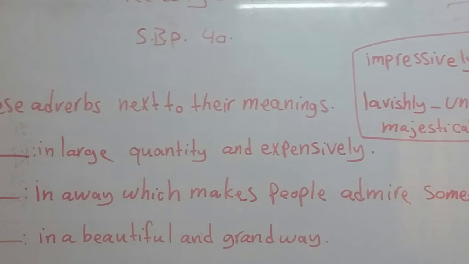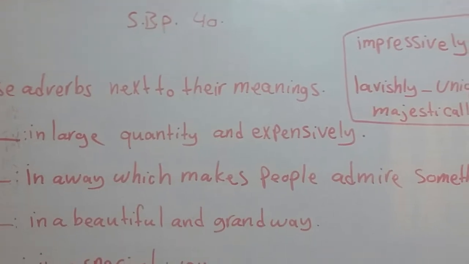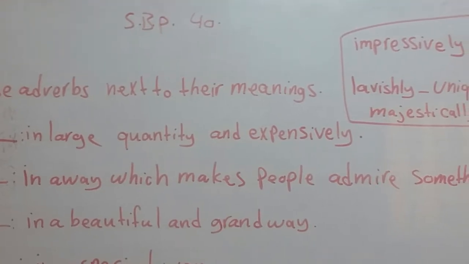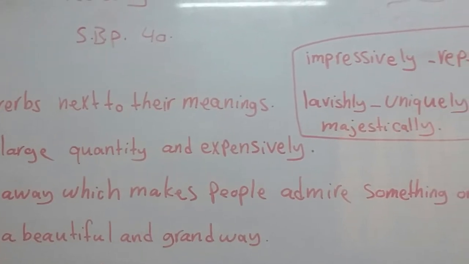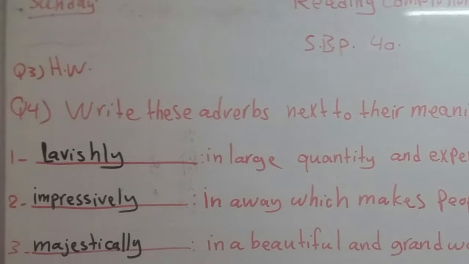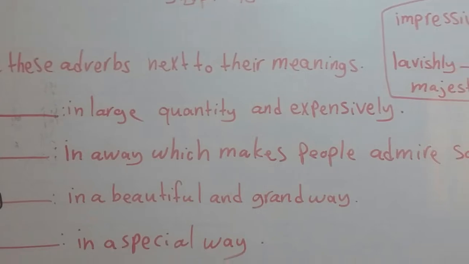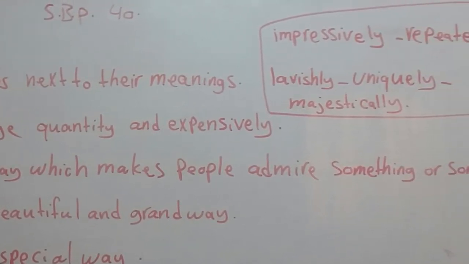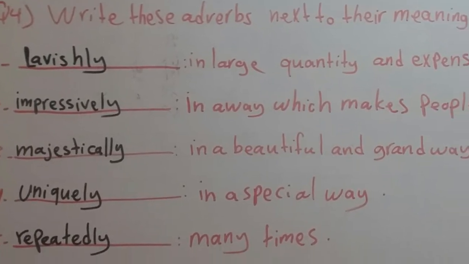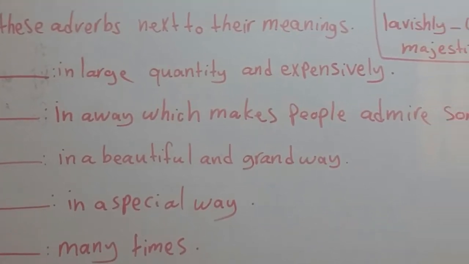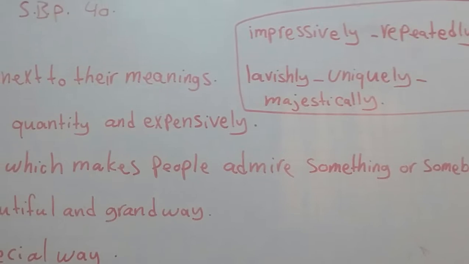Number 3. In a beautiful and grand way. Grand here means great, يعني عظيم, بشكل عظيم. So the appropriate adverb here is majestically. In a specific way, in a special way, بشكل خاص, the appropriate word here is uniquely. And the last one, many times, أكثر من مرة, اللي هي repeatedly, بشكل متكرر.